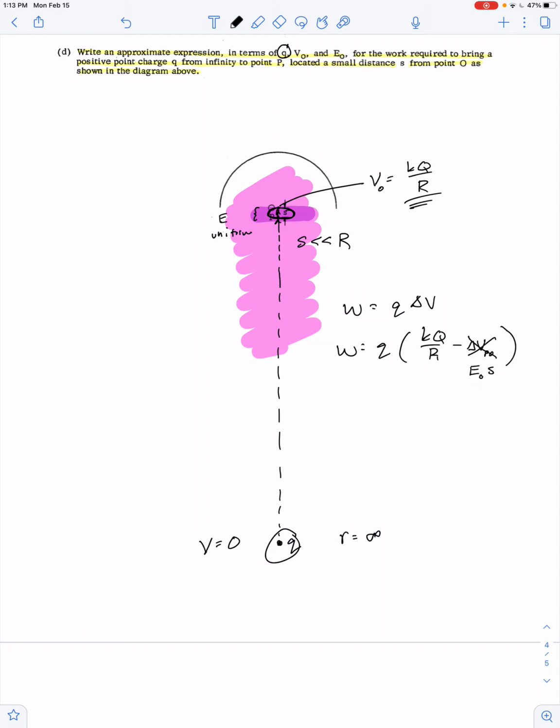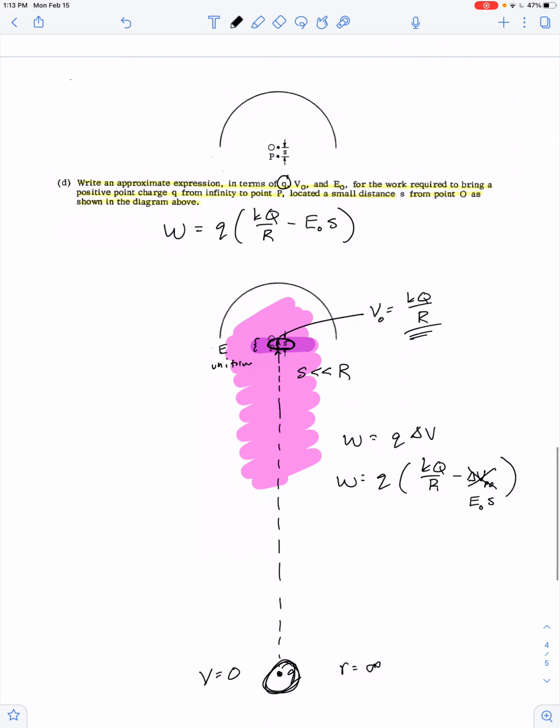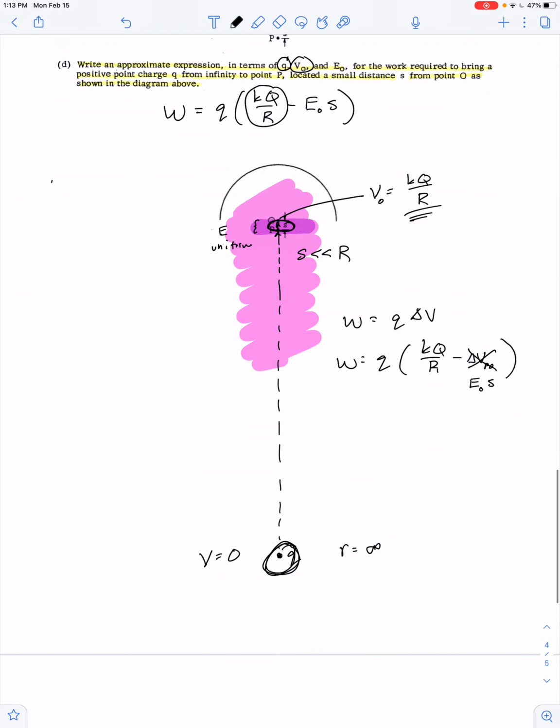Yeah, so that's all. Our answer to part D, the work is equal to the amount of charge we're moving times kq over r minus E naught S. And we've answered in terms of all the variables. Oh no, actually, we don't even need to use this kq over r. We can just call that V naught. My bad. So the work is equal to Q times V naught minus E naught S. All right.